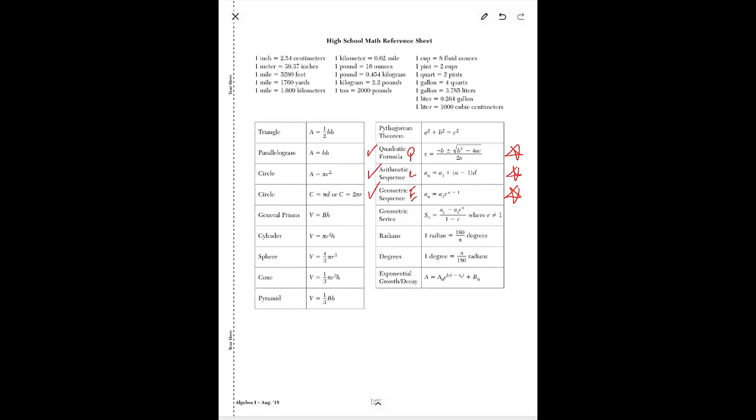Now, we don't have to memorize these at all. All we got to be able to do is use them. That's all they expect us to do. They don't expect us to memorize these formulas. All you got to do is use it. So I'm going to do an example using each one of these formulas.